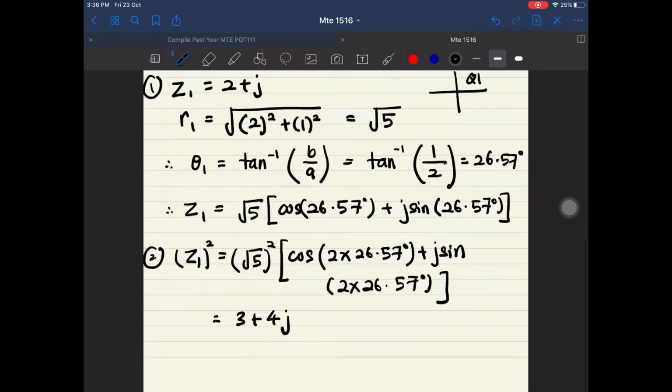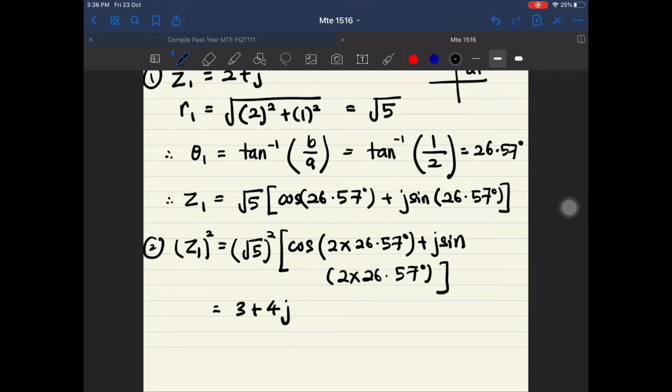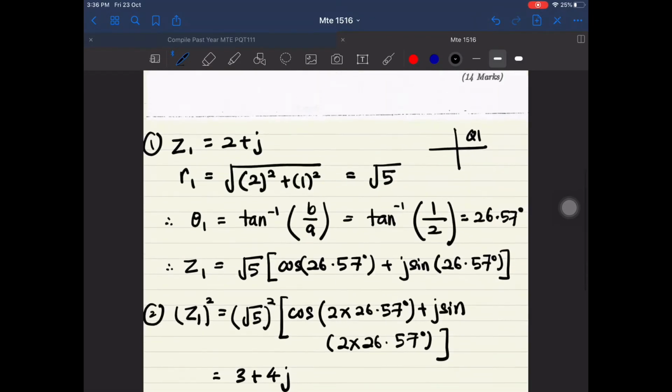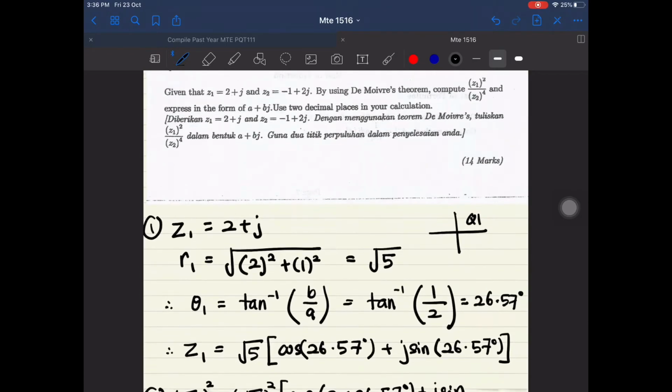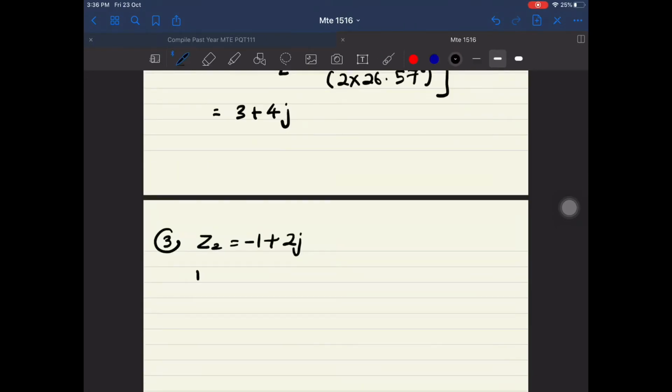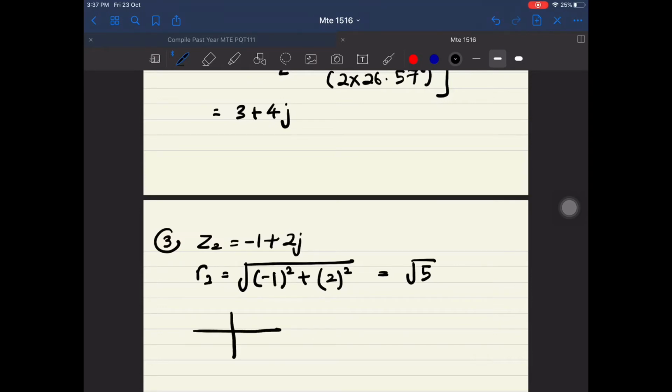So next, we proceed with your z2. You are given that your z2 is equals to negative 1 plus 2j. So what is your modulus for this one? Square root of negative 1 the whole thing squared plus 2 squared, which is equals to square root of 5. For you to get your theta, you need to plot first. When you plot your z2, it is in the second quadrant.